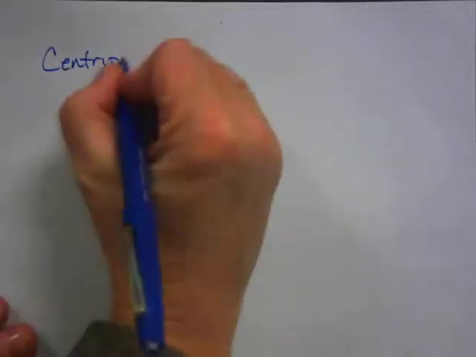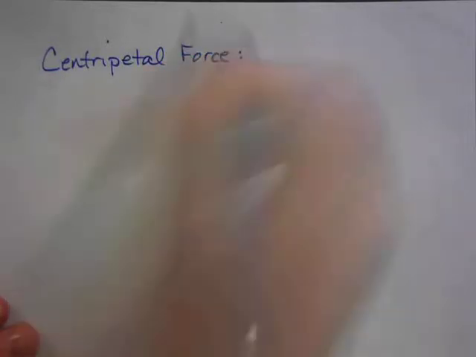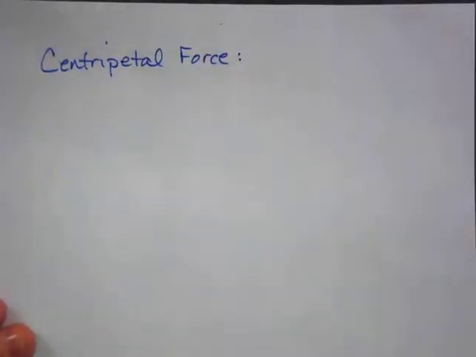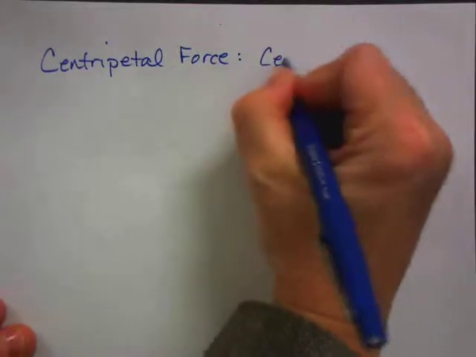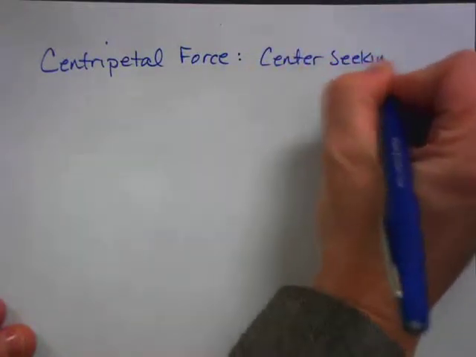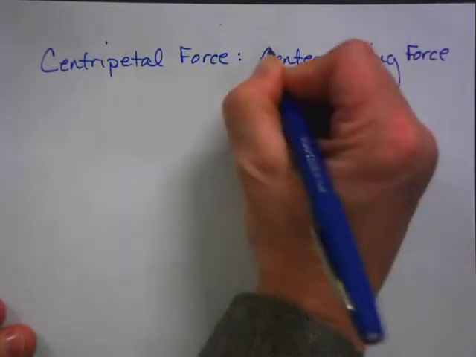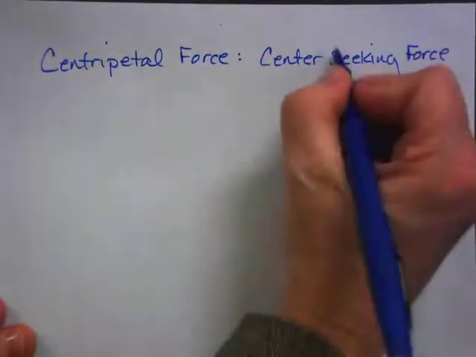And the cause for circular motion, for a revolving object, is centripetal force. And we mentioned this yesterday. Centripetal force is a center-seeking force. Okay?